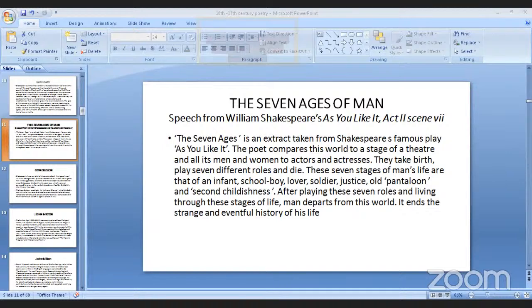Now, each of these stages was represented in a panel of stained glass windows. And in fact, this idea of the seven ages of man is quite old and dates to the 12th century. It might probably have been taken from there, the concept of the seven ages of man by Shakespeare.